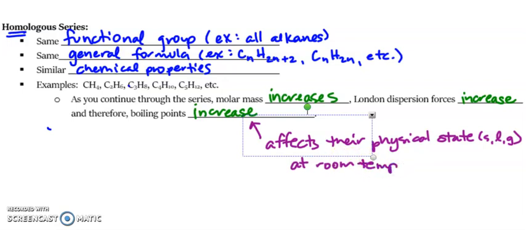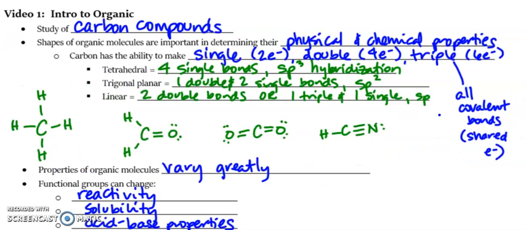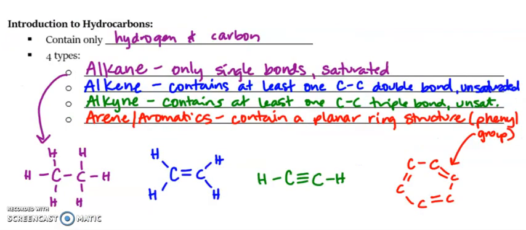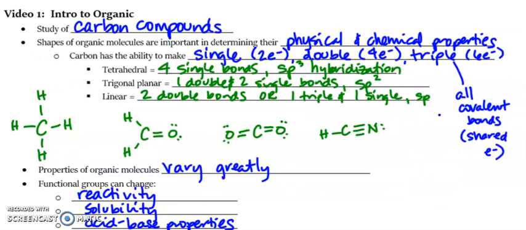Okay, so that's just an overview, introduction to what organic chemistry is, homologous series, along with what a hydrocarbon is, the 4 different groups, and kind of a little bit more about carbon itself.